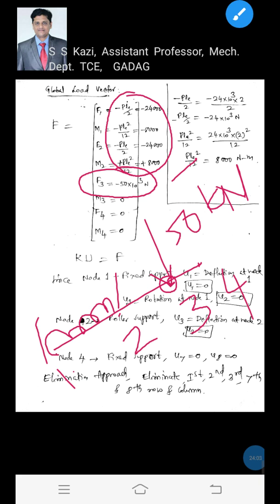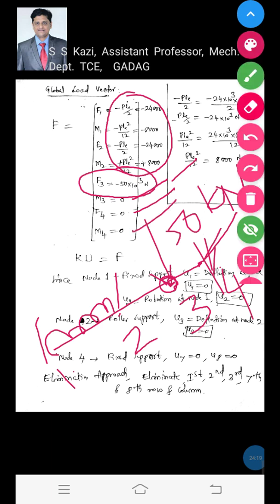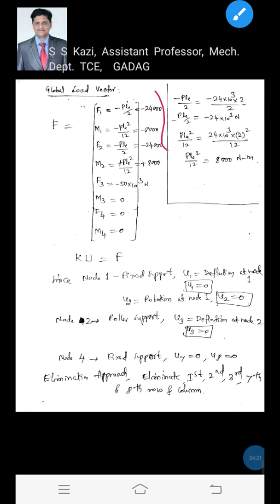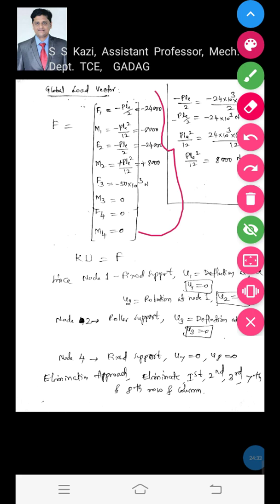Next, is there any applied moment at node 3? It is not given, then simply you write M3 as 0. Is there any applied force at node 4? No, it is 0. There is a fixed support here, it is given. Applied force is not given, 0. Is there any applied moment? No, there is no applied moment, you just put it as 0. Likewise, you need to generate the global load vector for the entire beam structure. You can go through the sketch of the problem.